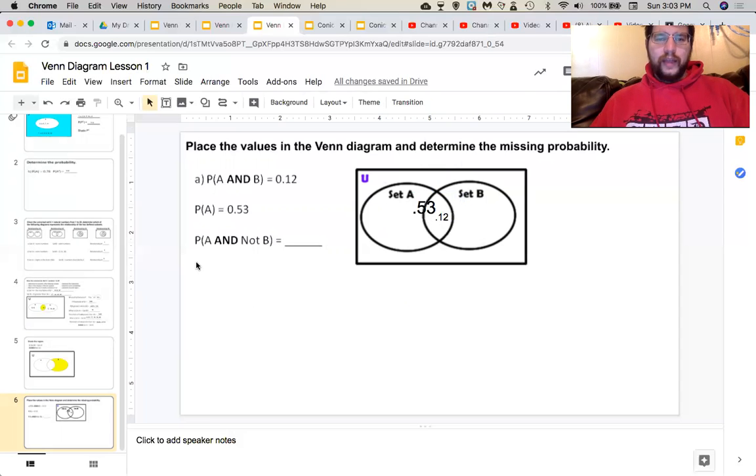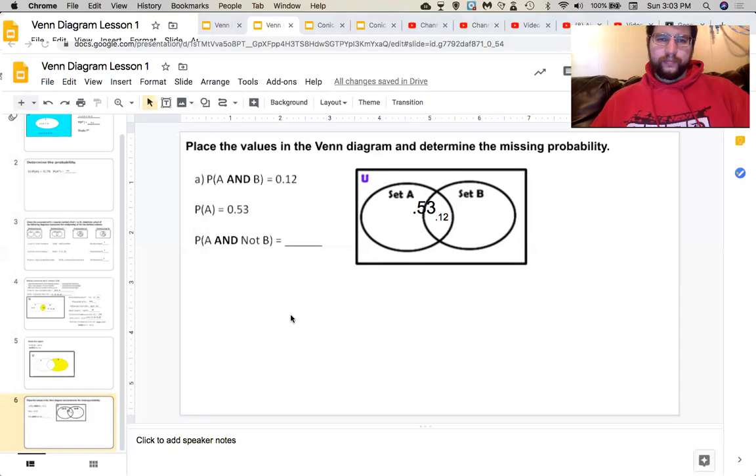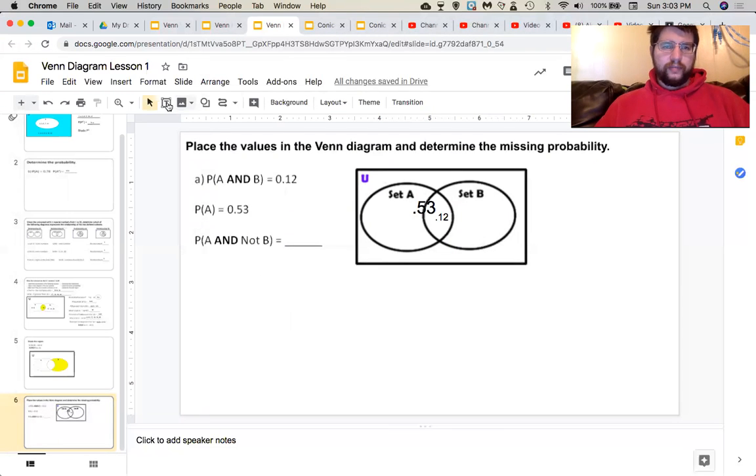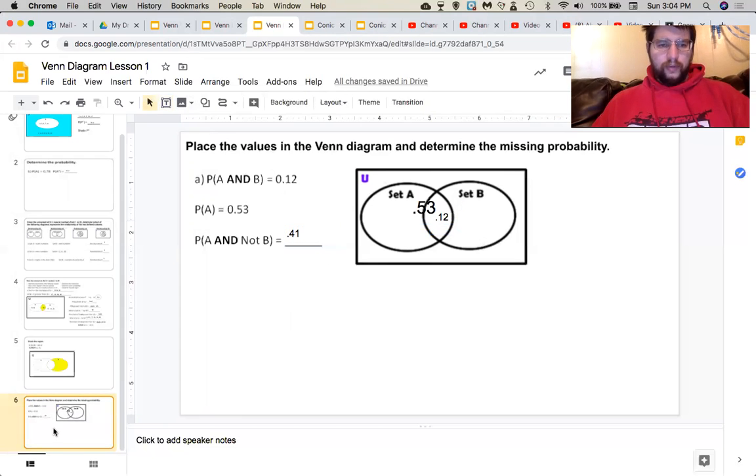I want the probability of A and not B. Well, that's just this section here that doesn't include this 0.12, right? So I do 0.53 minus 0.12. And I get 0.41. Easy as that. No shading required. I believe that's all the different kinds you'd have.